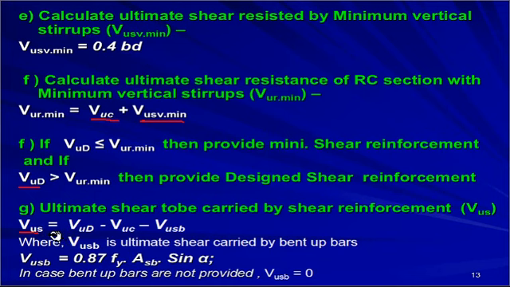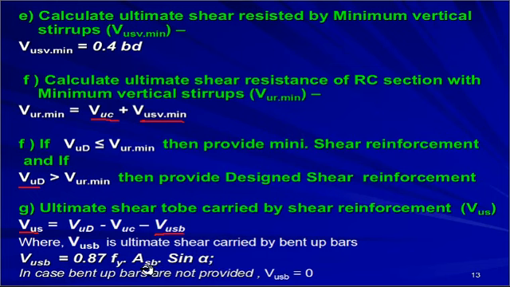So you have to calculate now VUS. What is this VUS? VUS is the shear to be carried by shear reinforcement. So it is nothing but VUD minus VUC minus VUSB. Now this VUSB is a new term here. What is this VUSB? So VUSB is the ultimate shear carried by bent up bars. So according to IS 456, that capacity you can calculate by using this equation.